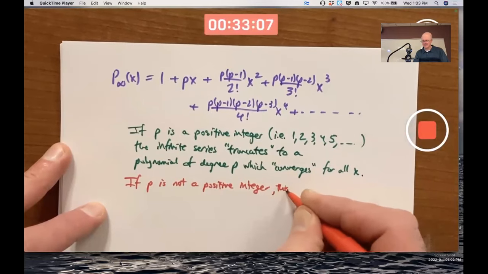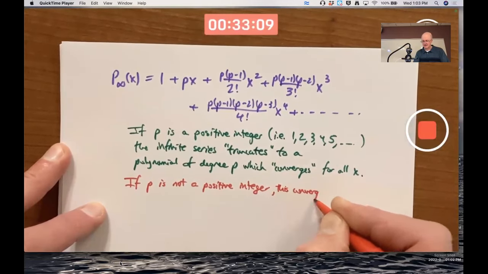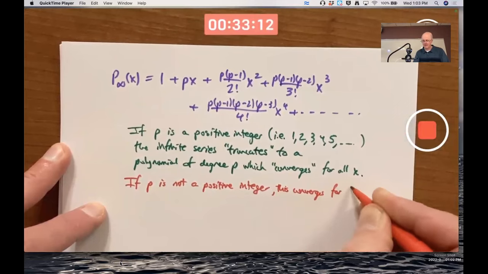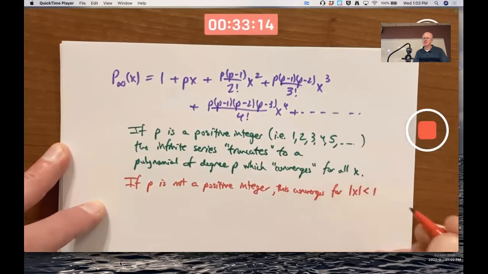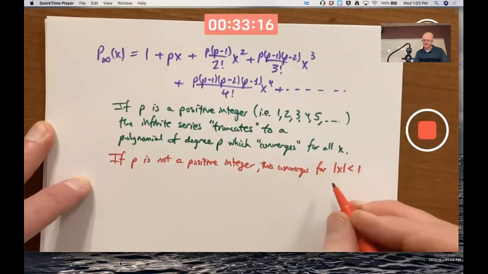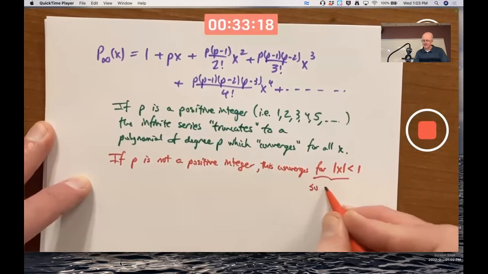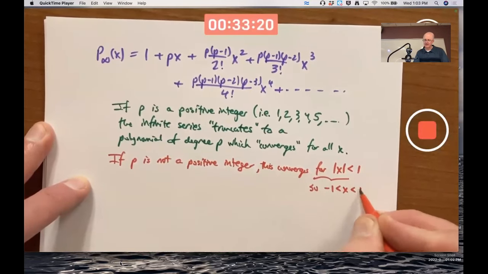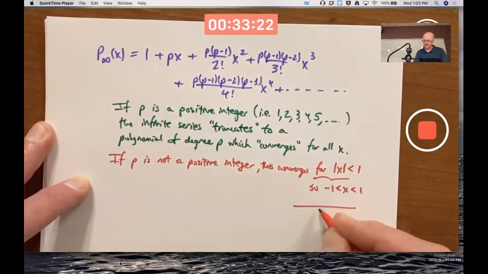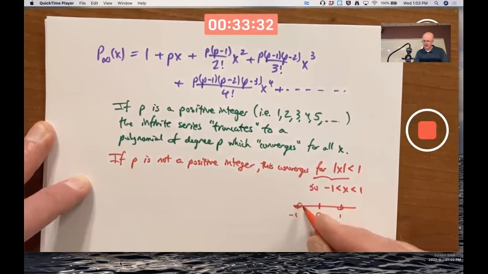This converges for the absolute value of x being less than 1, just like with geometric series. So x is between -1 and +1. And the radius of convergence is 1. Series centered at 0. Radius of convergence is 1. Do not include the endpoints.